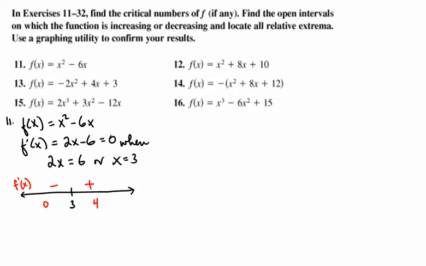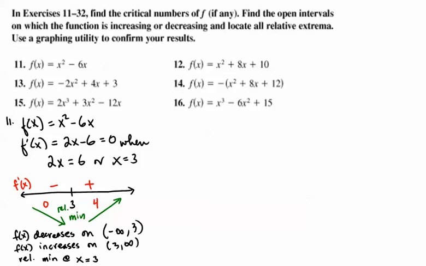What this tells us is that the first derivative is negative from negative infinity to 3, and it means that the function is decreasing there. Then the first derivative is positive from 3 to positive infinity, and so the function is increasing there, and we have a relative minimum at x equals 3. I'm just going to quickly jot that information down. Now, it's not enough to have the sign chart there. You do have to summarize the information in it. And I'll go on to number 13 next.